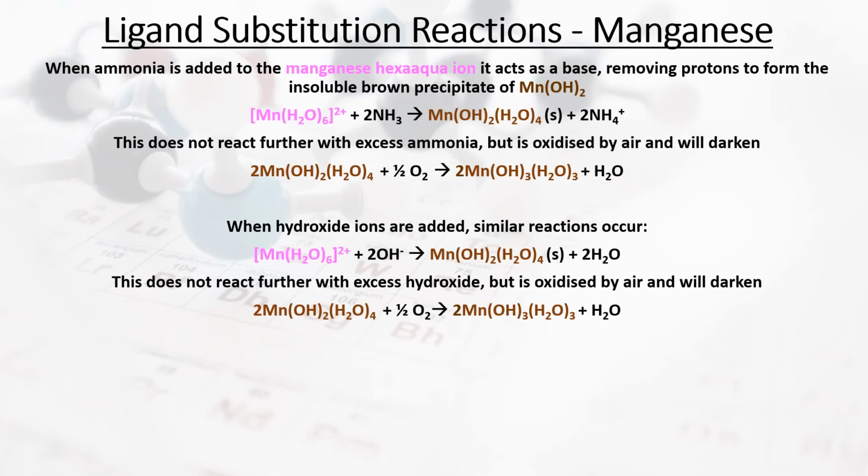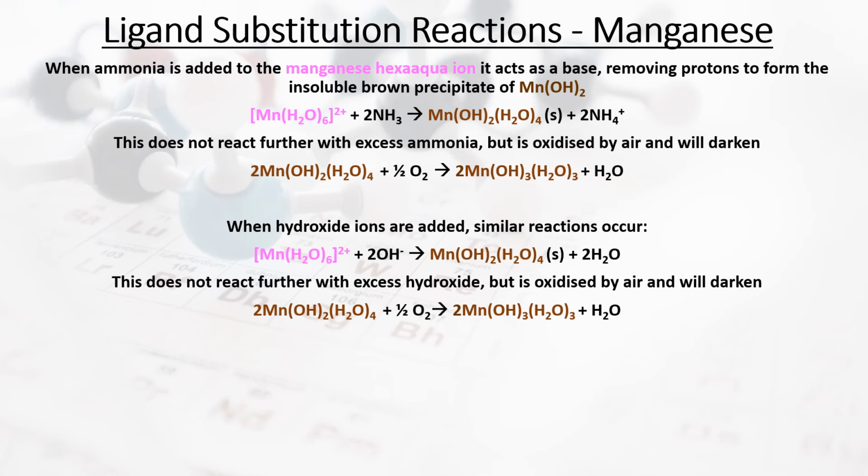Now the final metal to talk about is manganese. We see some very similar reactions here. So we take our manganese hexaaqua ion, this is a pink ion, Mn(H2O)6 2+. And if we take ammonia, and in this case this can be concentrated or dilute, in excess or a little, it doesn't matter. It acts as a base in all of those different concentrations, removing protons to form our insoluble brown precipitate of the manganese hydroxide, Mn(OH)2.